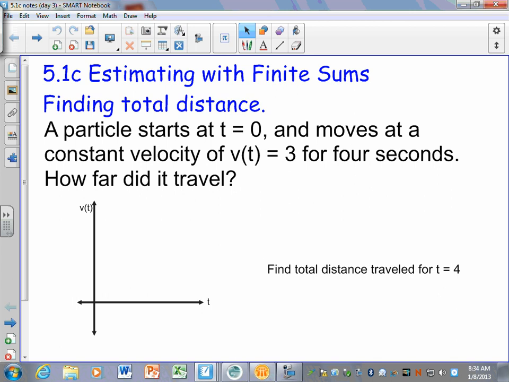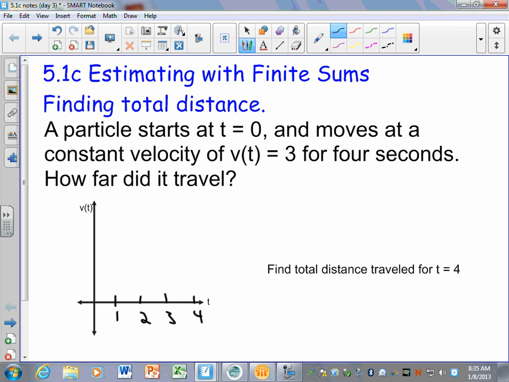It says a particle starts at time t equals 0 and moves at a constant velocity of 3 for 4 seconds. How far did it travel? What we could do is make a little graph here. If this is my t-axis, if I start at t equals 0 and I move for 4 seconds, could I make 1, 2, 3, 4? Yeah?